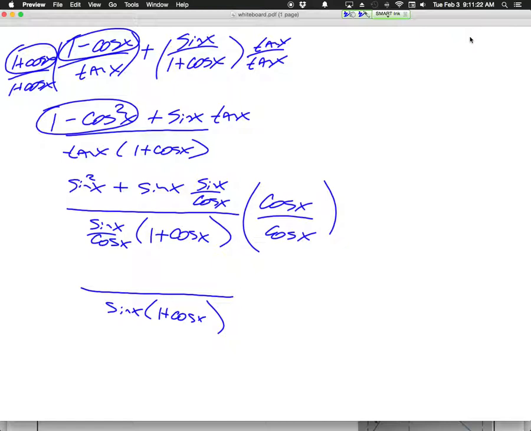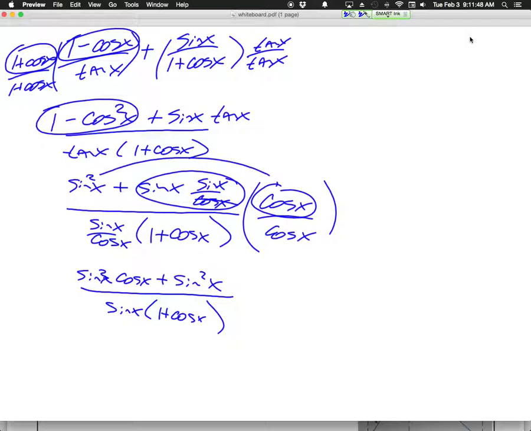The numerator's a little bit trickier. What does the numerator end up being? Sine squared times cosine x plus sine squared. Very good. Because when I take this times this, the cosine cancels. When I take this times this, I get sine squared cosine. All right, now what? Well, you can divide by sine. Right, but I'd rather you do something else instead of divide by sine before I do that.